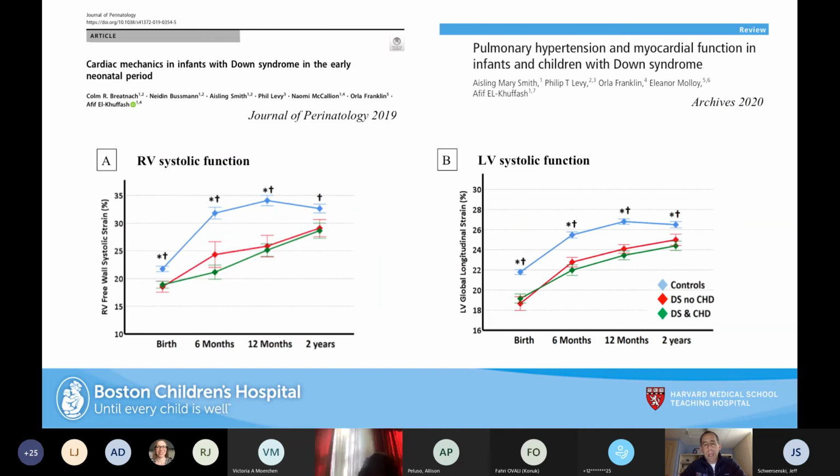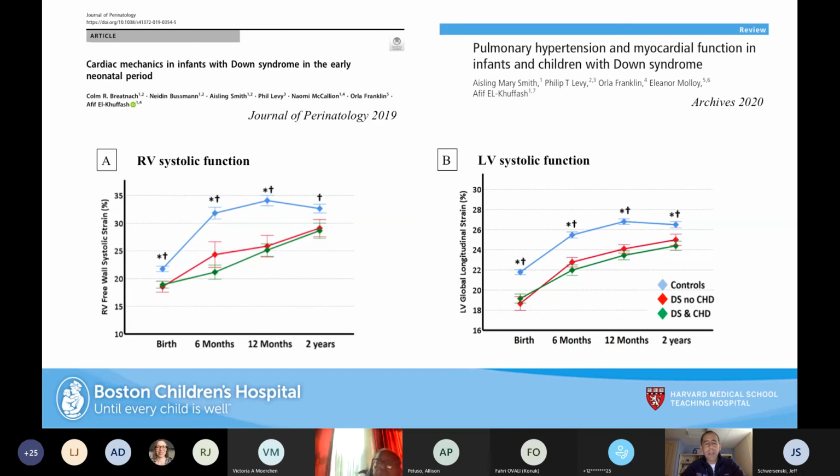So basically, in a nice prospective study by the Irish group, they tracked 60 term infants with no heart disease, 60 Down syndrome babies with heart disease, and 60 Down syndrome babies without heart disease. What they showed with those advanced metrics of LV and RV function in figures A and B is that over the first 2 years of age, irrespective of your clinical exam, the term infant controls had greater RV and LV function compared to the Down syndrome babies, irrespective of the degree of congenital heart disease.